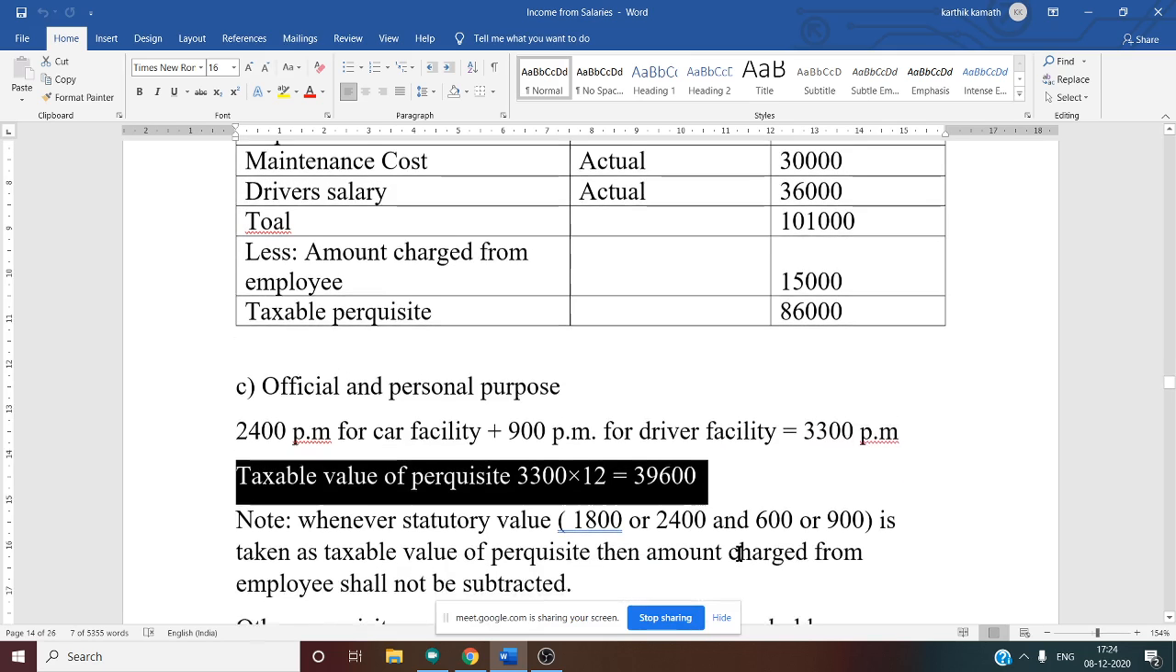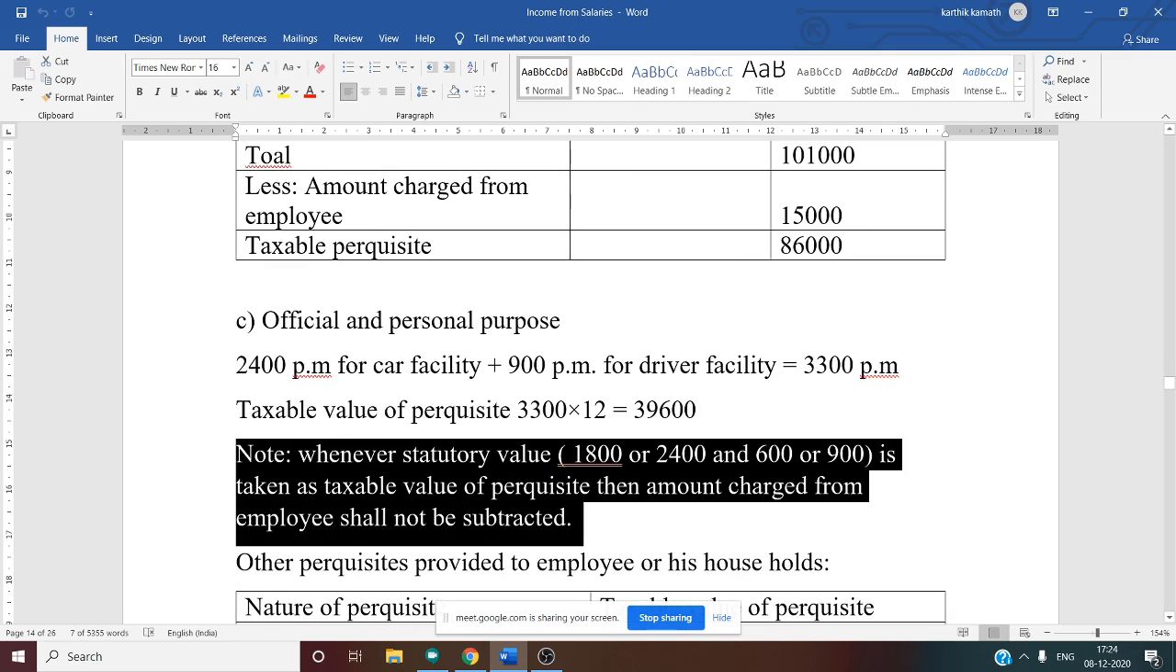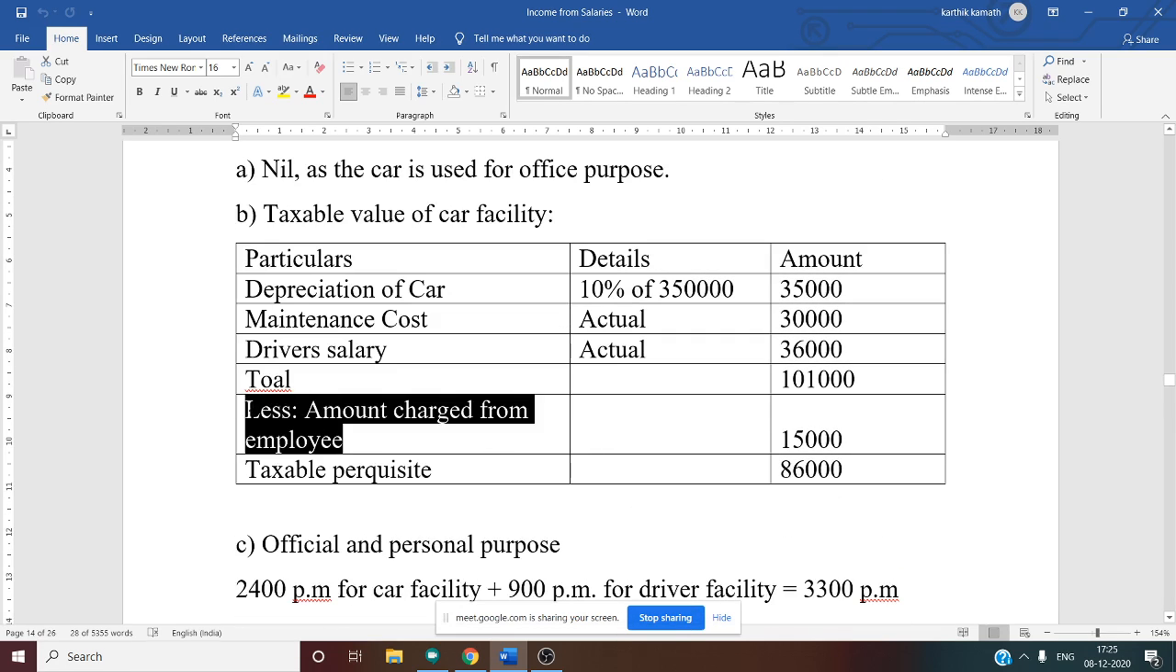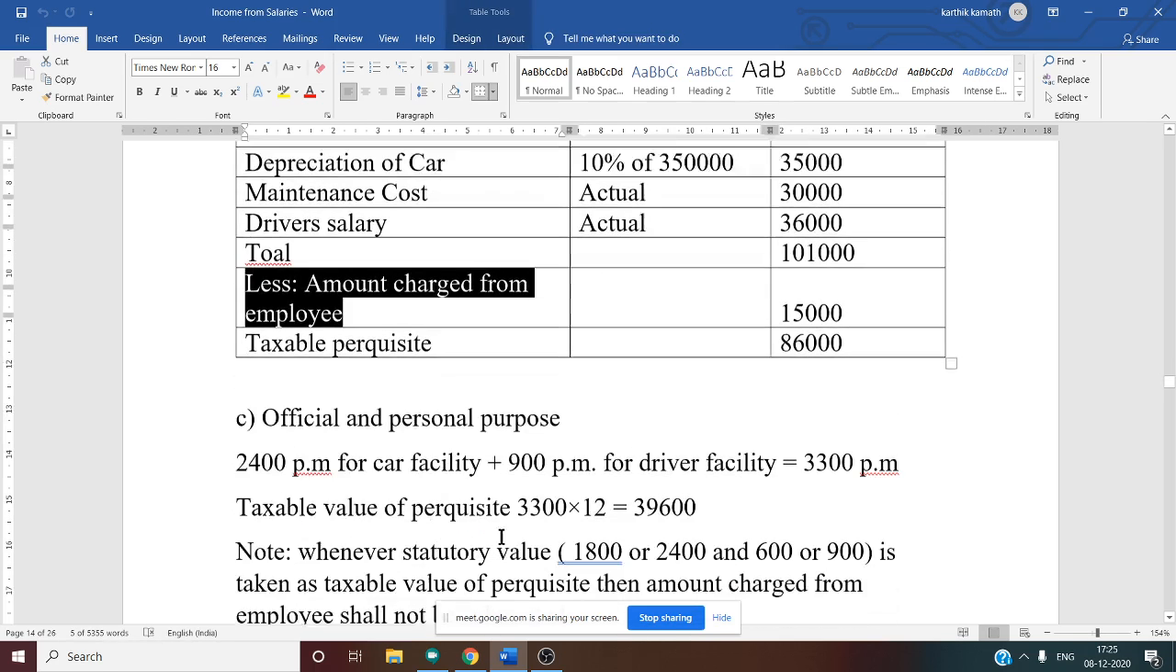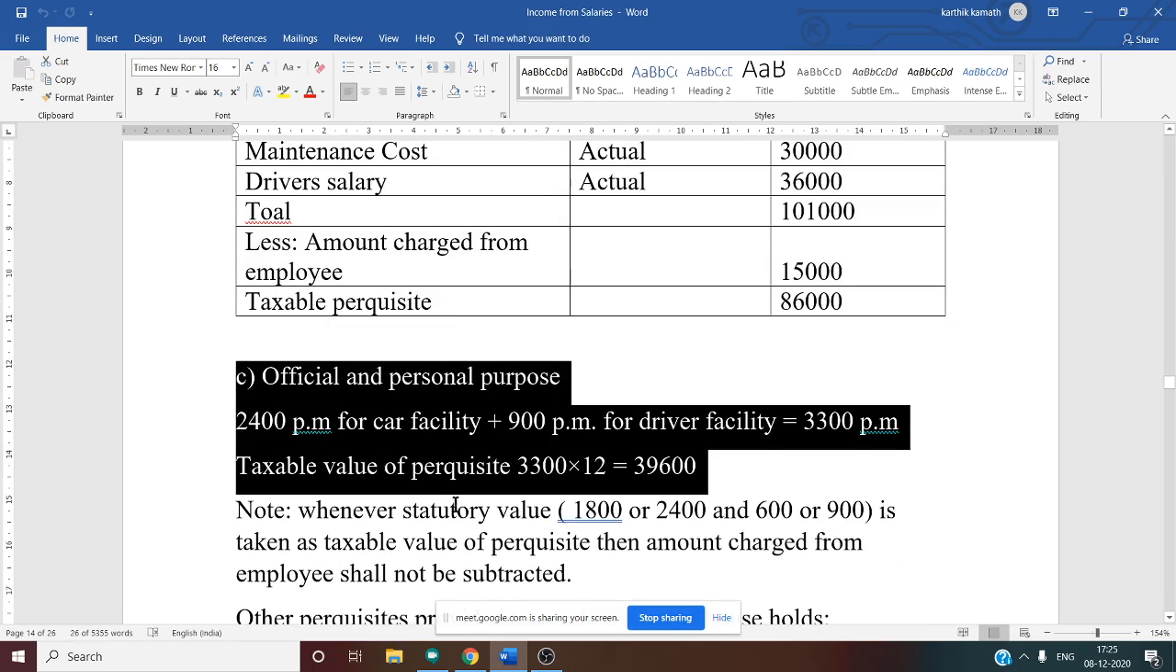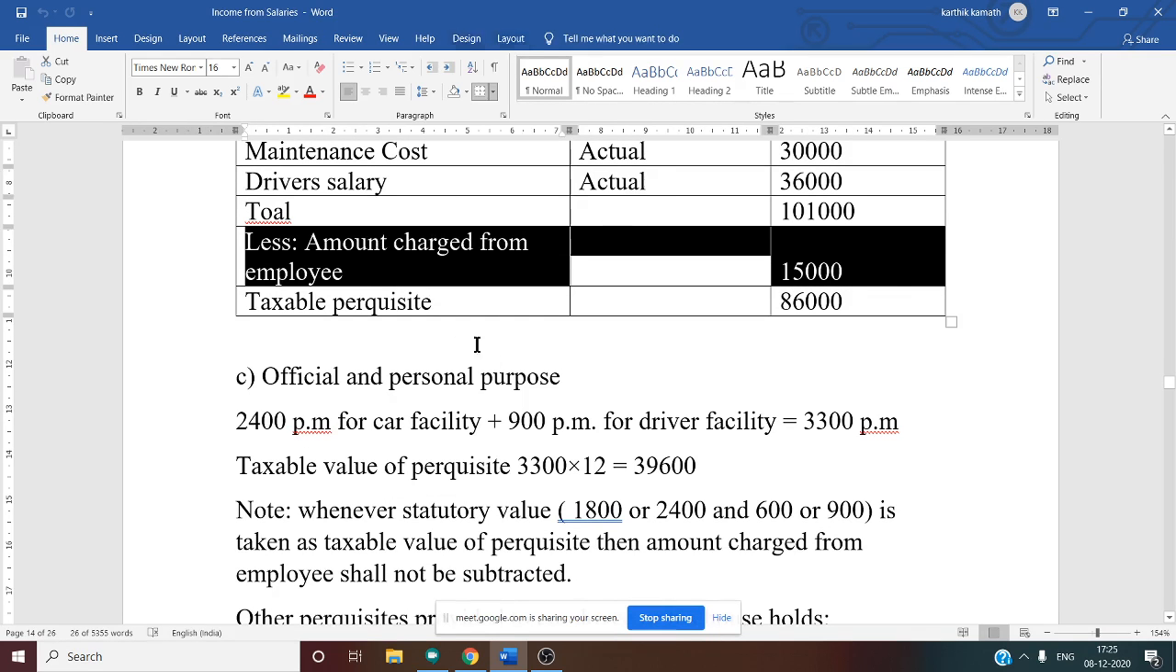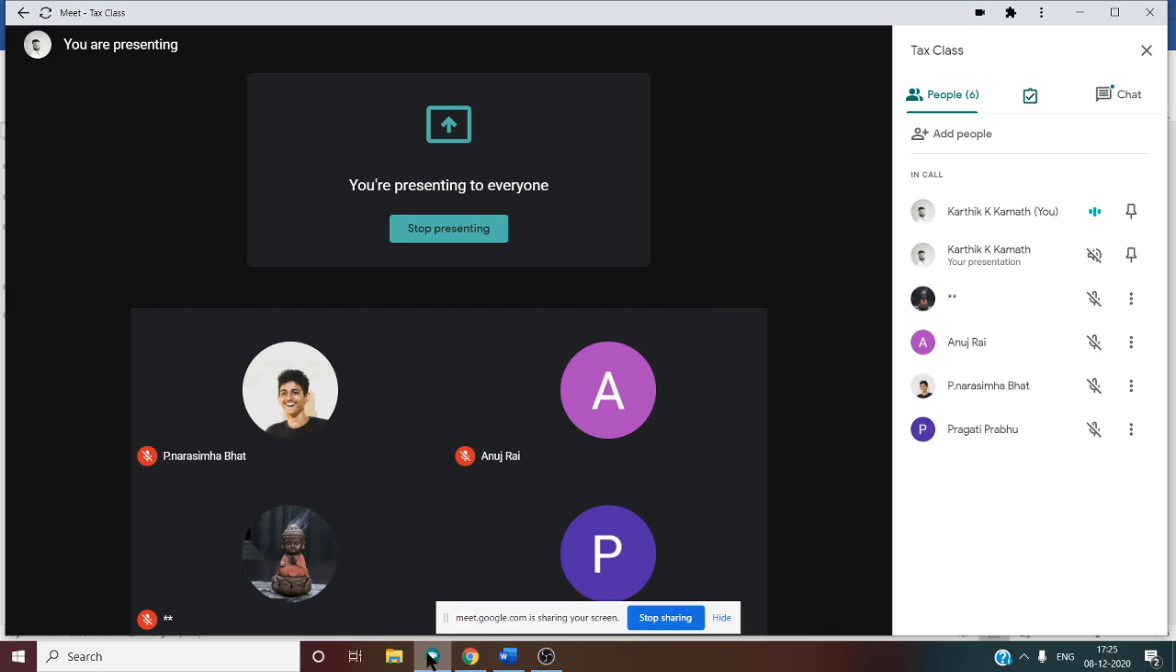Yes. Now there is one note given. See this. Whenever the statutory value, like fixed amounts 1,800, 2,400, 600, 900, is taken as fixed, then we cannot deduct the amount charged from the employee. For the second case we deducted the amount charged from the employee. For the third case, for both purposes, we are not taking that. Why? Because here the statutory amount is taken. That is why.